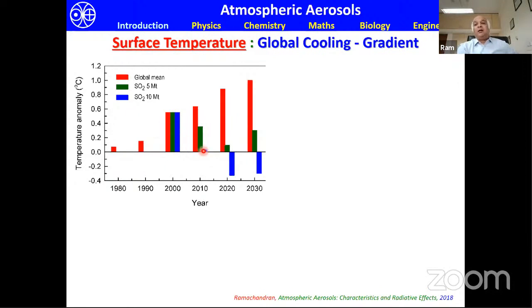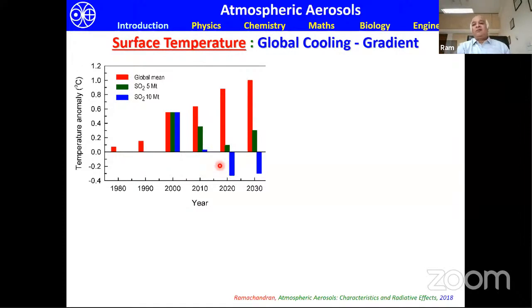And then 10 years later, you have to keep injecting regularly every 6 months for about 5 years, and then see the effect on the temperature. You can see that when the 5 megatons is injected, after about 10 years the Earth's surface has cooled by about 0.5 degrees centigrade. And with 10 megatons, it has almost touched zero, meaning offsetting the entire global warming caused by the greenhouse gases and the aerosols and ozone present in the Earth's atmosphere.